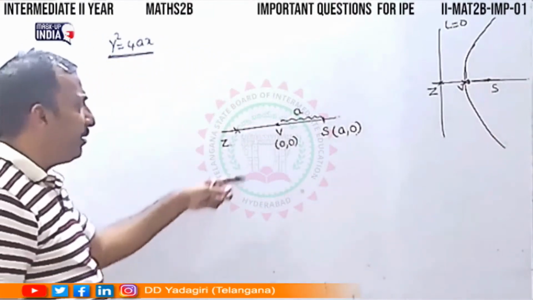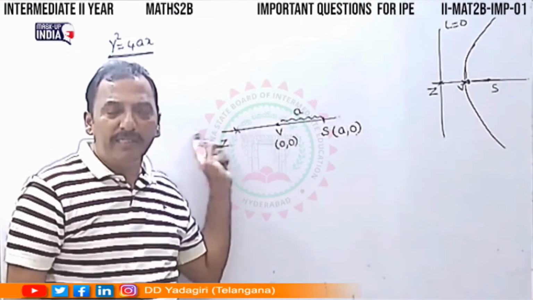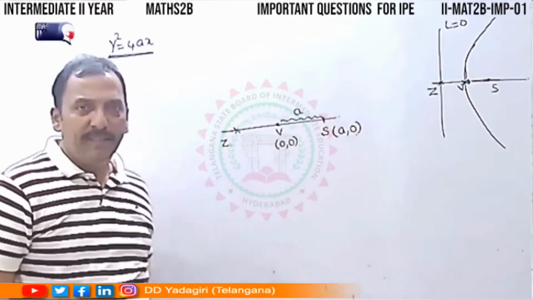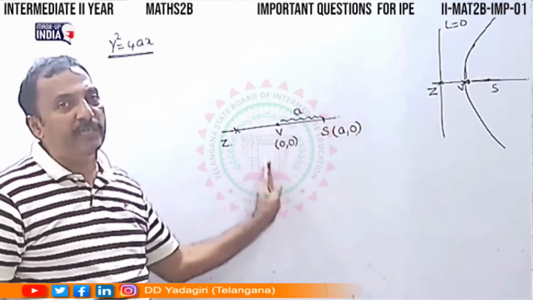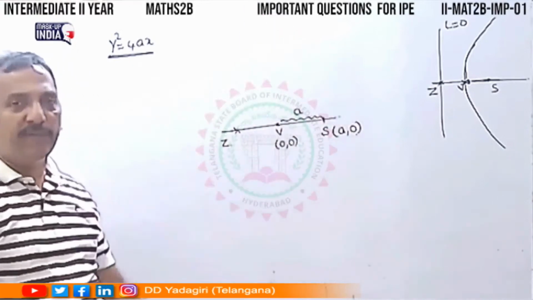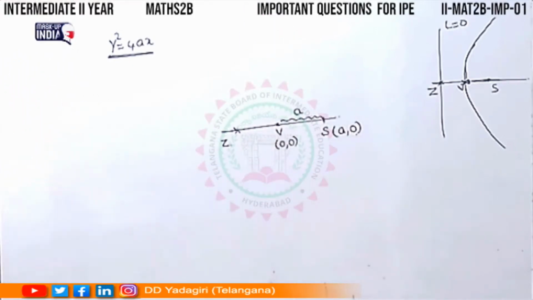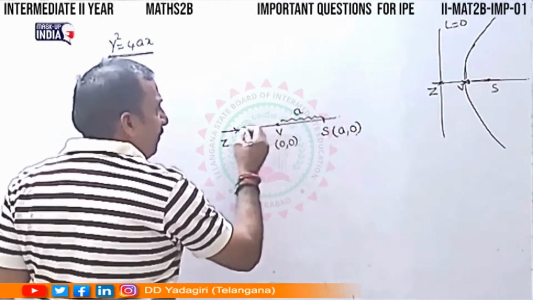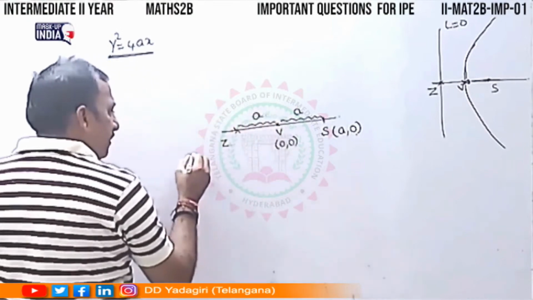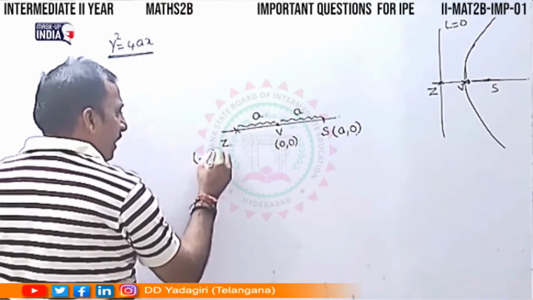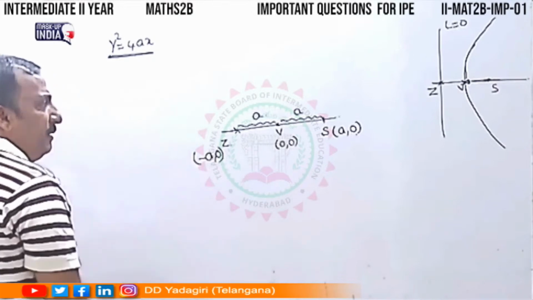Here we assume the axis of the parabola is along the x-axis and the focus is at a distance A units from the vertex on the right hand side of the vertex. Therefore, the focus is (A, 0). But the vertex is the midpoint of Z and S, so this length is also equal to A. So what are the coordinates of Z? Minus A, 0.